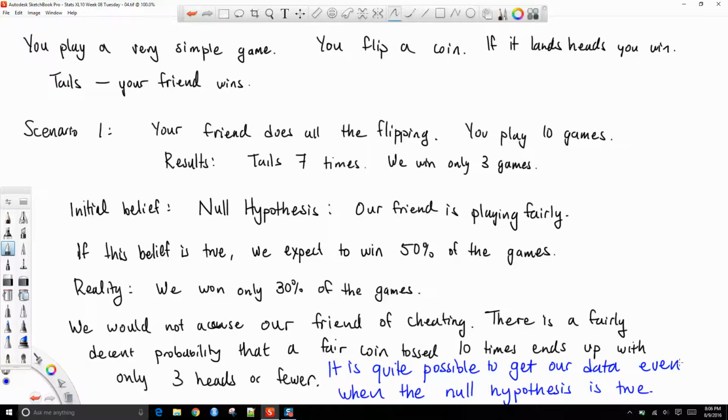What do you guys think? P-value big, p-value small in this situation here? In our case, the p-value is large. Okay?